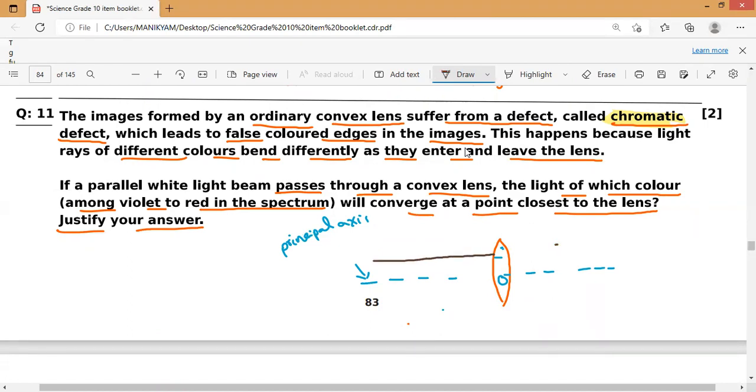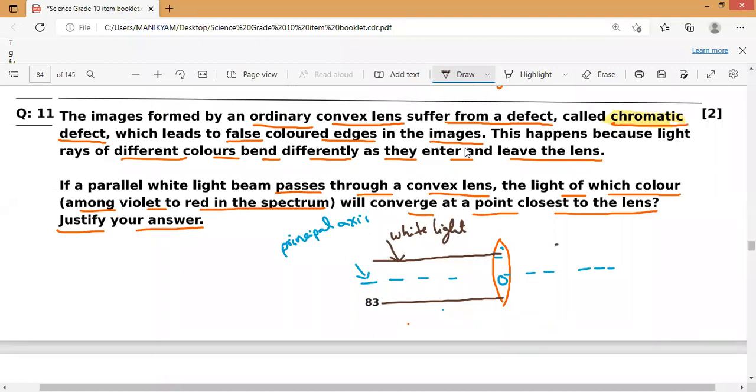So let me take, observe here very carefully. This is considered as white light, kindly everybody, because white light cannot be visible, so I'm considering this as white light. Do you understand? Now, what do you mean by chromatic defect? Chromatic defect means all the colors of light cannot be focused at the same point.